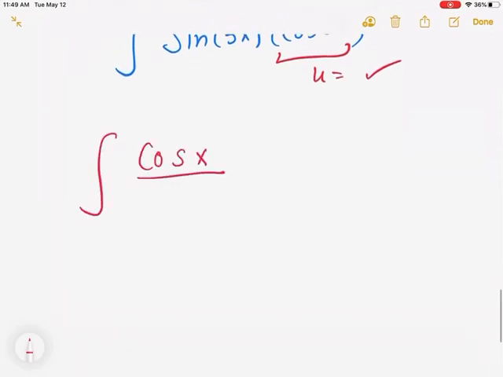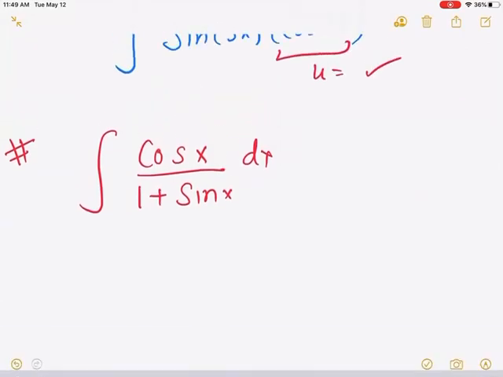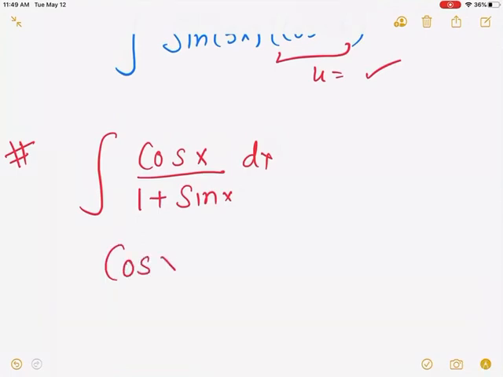Cosine x over 1 plus sine x. For something like this, same thing. You can't split it up into multiple fractions. So instead, I'm just going to leave this cosine as it is. The bottom part, I can take to the top. This becomes negative. And once this is negative, I would set this one equal to u, and then I'll follow u substitution after.